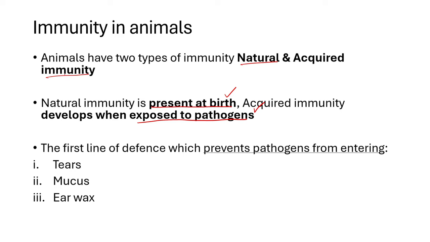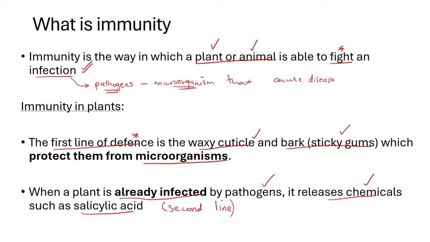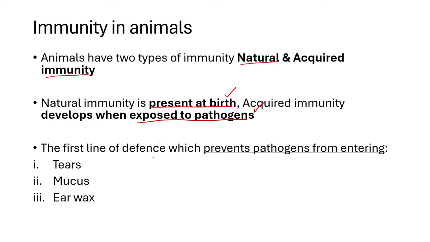The first line of defense in human beings prevents pathogens from entering. It is the same thing as the plant defense. So in animals, the first line of defense is the one that prevents pathogens from entering your body. When a virus wants to enter your body, or a bacteria, or some germs, the first line of defense prevents those pathogens from entering.